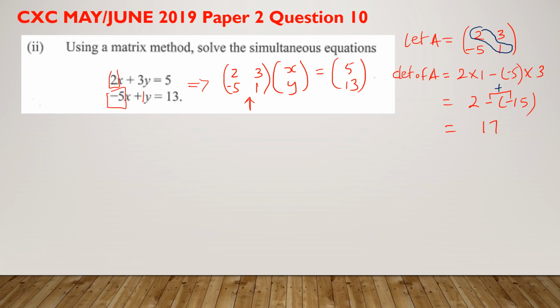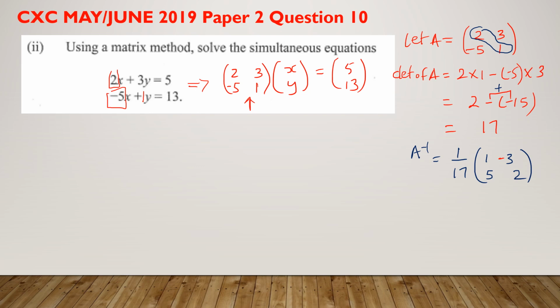So we're going to come over here now. The inverse would be, we're going to write it here. A inverse is equals to 1 over 17. And we're going to take the leading diagonal values, 2 and 1, swap them, and then change the sign. So 3 is positive, it now becomes negative. 5 was negative, it comes positive. So there's a minus sign there. So this is what we had.